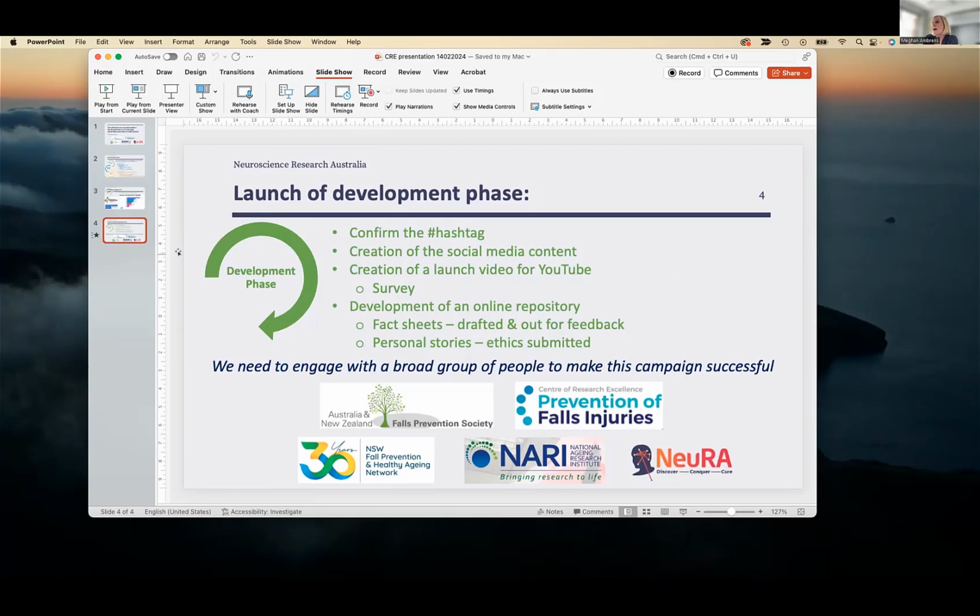But we know that in order to make something like this a success, we need to engage with a broad group of people. We have the support of the ANZ FPS, of the CRE, of the New South Wales Fall Prevention and Healthy Ageing Network, and NARI and NURA, but we need support from others, and we need support through the campaign to propagate social media tweets and posts. We need hands-on help to develop content and to recruit people to tell their story, and also to analyse all the data that we collect. That's all.